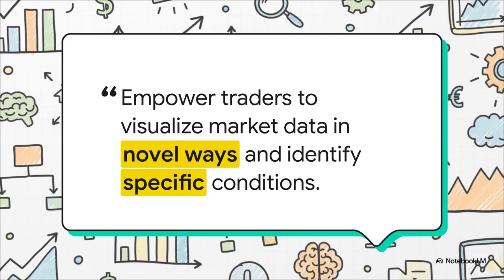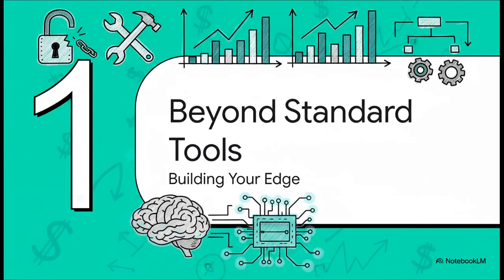I love this quote because it just nails it. Think about it. Standard indicators are like a pre-made jar of pasta sauce. Yeah, it works, it gets the job done, but everyone's using the same sauce. Building your own indicator, well, that's like being a chef in your own kitchen, creating a signature recipe from scratch. It's perfectly suited to your taste, your style. Okay, so with that in mind, let's get into it. We're going to explore why stepping beyond those standard tools is such a game changer for building your edge.